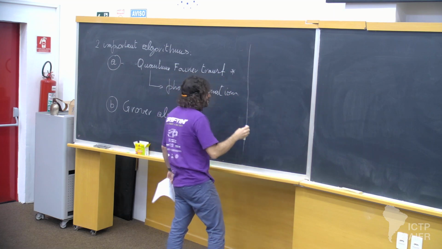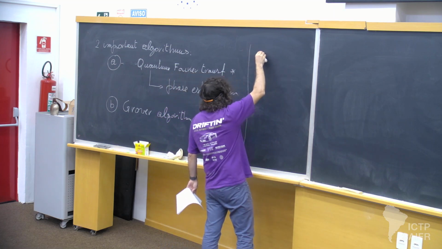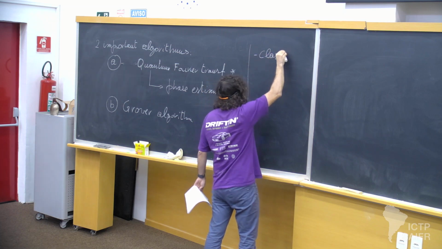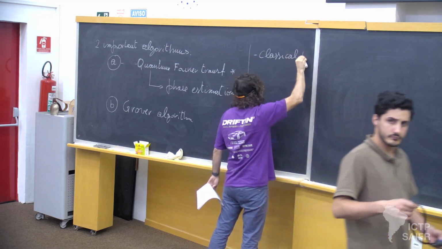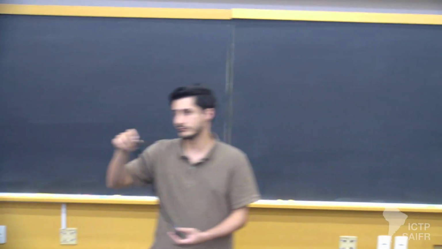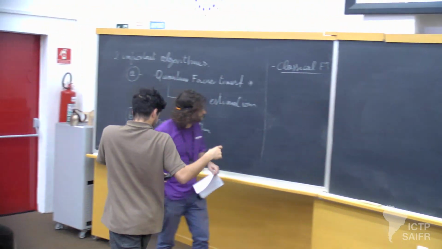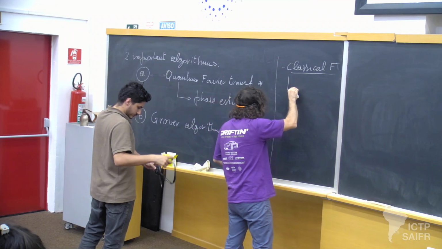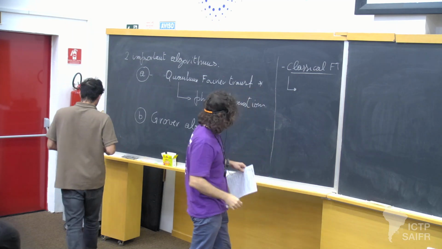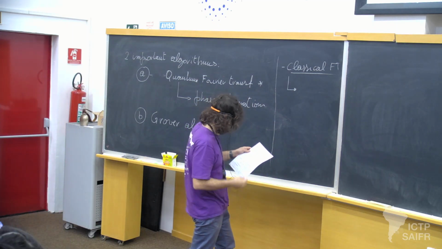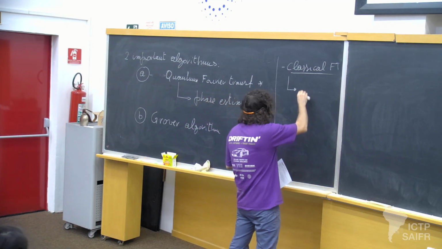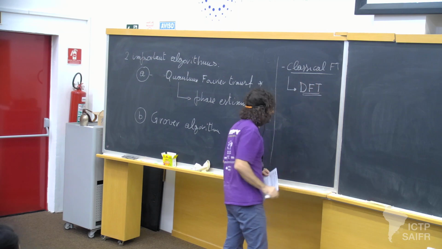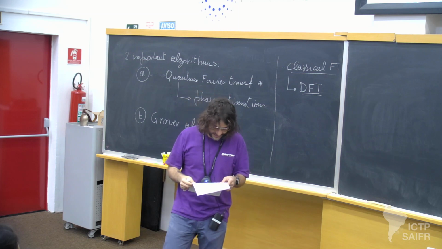And let's start by recalling the classical version. So let's talk first about the classical Fourier transform, not to be confused with field theory. Whenever you talk about computational problems, the Fourier transform that we consider is the discrete version, so the discrete Fourier transform. So let's start by recalling what this is classically.